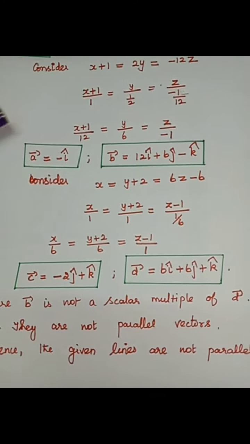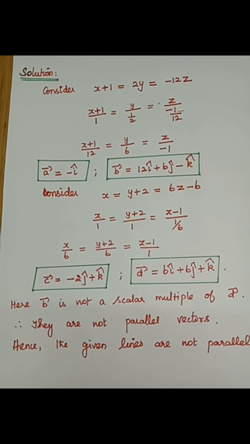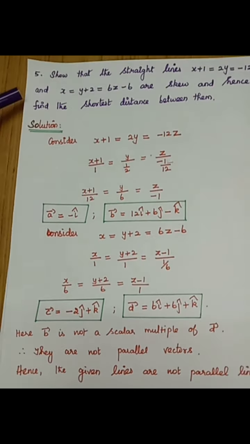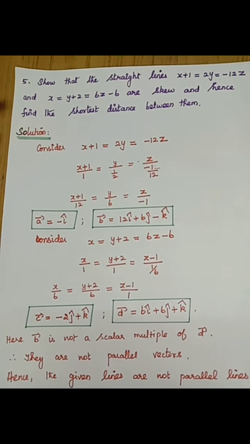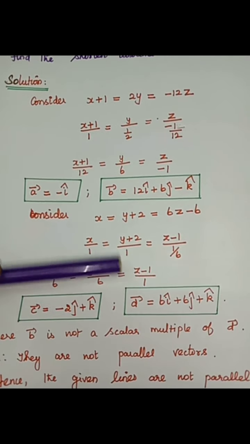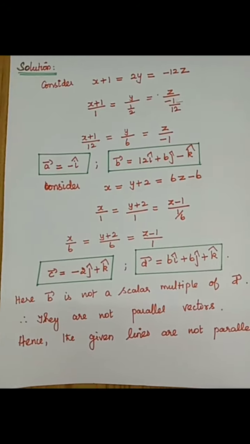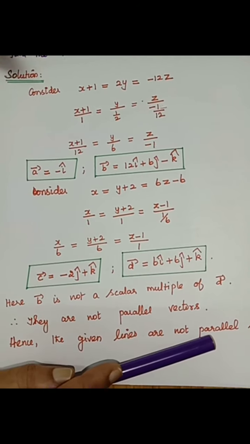So from the two lines I have taken the four vectors. Now what you have to show is that the given straight lines are skew lines. So we have to check whether they are parallel or intersecting. Consider B vector and D vector. One vector is not a scalar multiple of the other, so they are not parallel vectors. Therefore the given lines are not parallel lines.